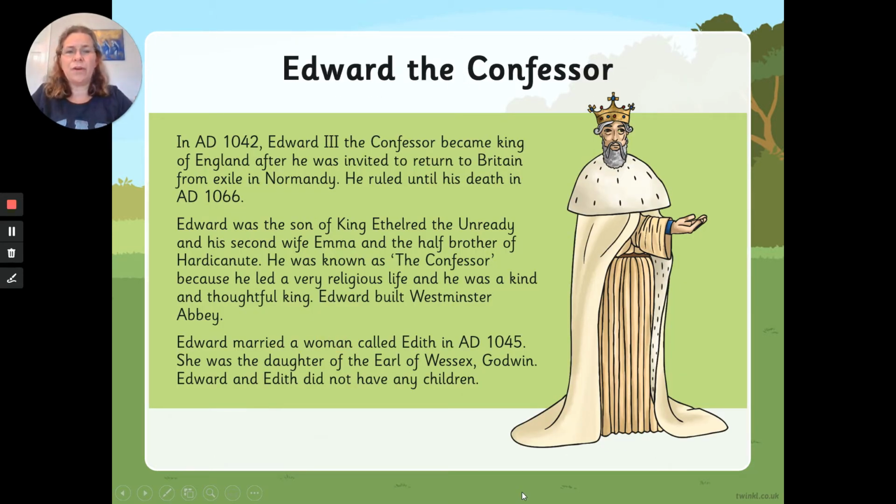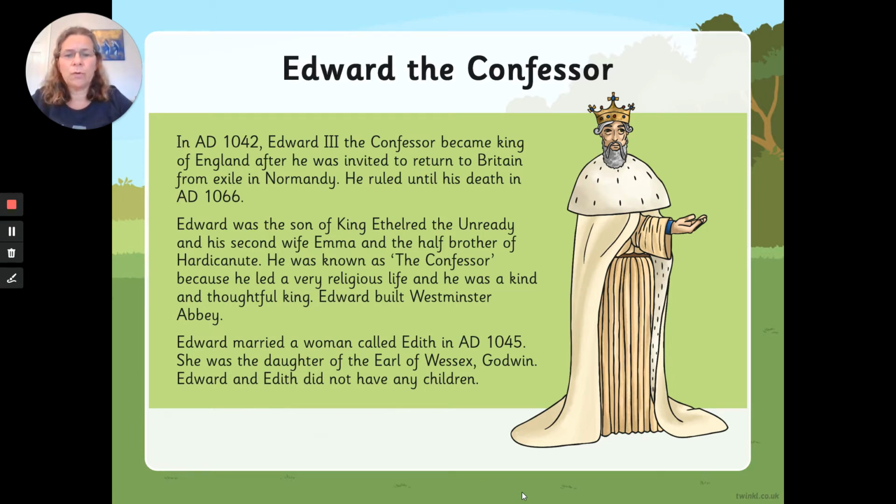First, we're going to look at Edward the Confessor. In AD 1042, Edward III, the Confessor, became King of England after he was invited to return to Britain from exile in Normandy. He ruled until his death in AD 1066. Edward was the son of King Ethelred the Unready and his second wife Emma, and the half-brother of Hardicanute. He was also known as the Confessor because he led a very religious life, and he was a kind and thoughtful king. Edward built Westminster Abbey.